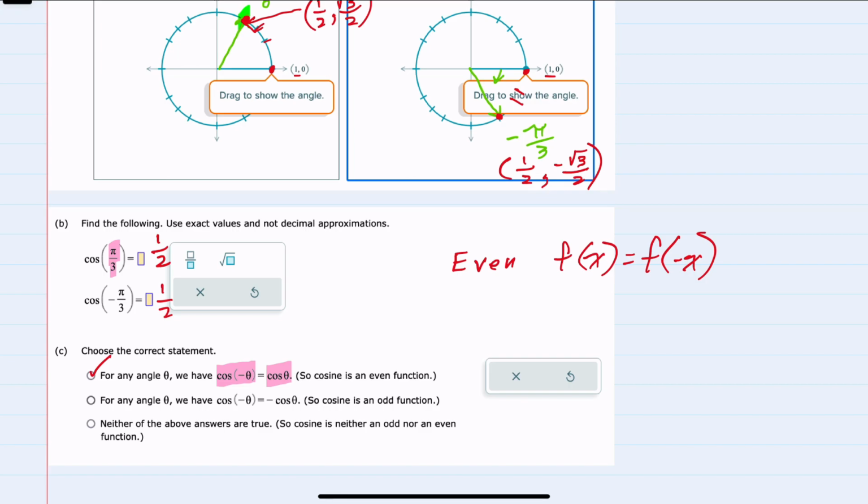And as a reminder, in case you have a different example, even plugging in a negative has no impact. F of x is the same as f of negative x. And odd functions, we would have the opposite value when we plug in negative x as what we get when we plug in x.